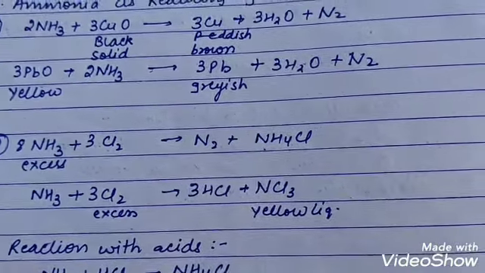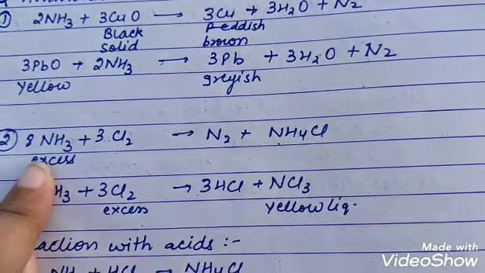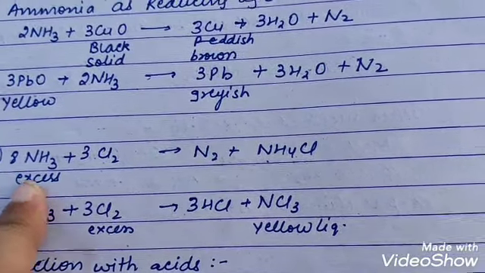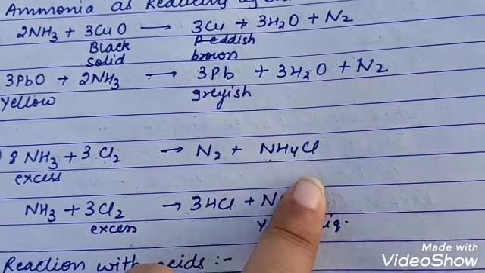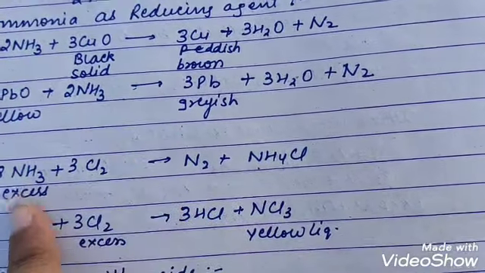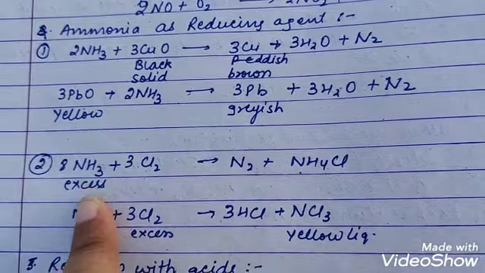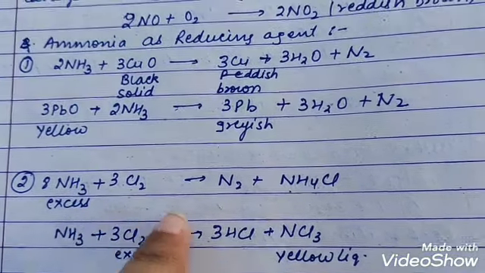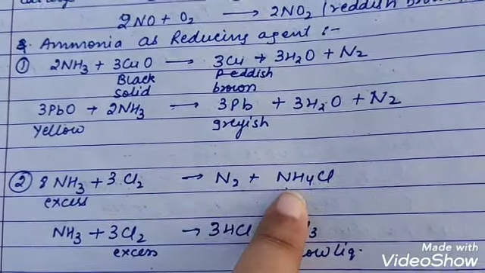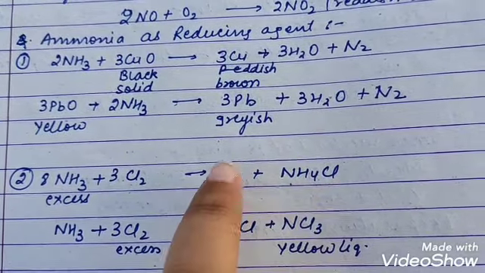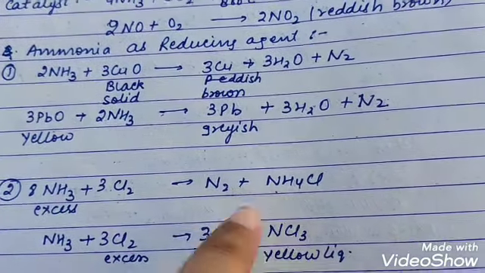All right. So when ammonia is in excess, it means nitrogen is more, so the product is nitrogenous. Trick to remember: ammonia in excess means more nitrogen. More nitrogen means nitrogen and ammonium chloride. Nitrogen is here, and nitrogen is here too.